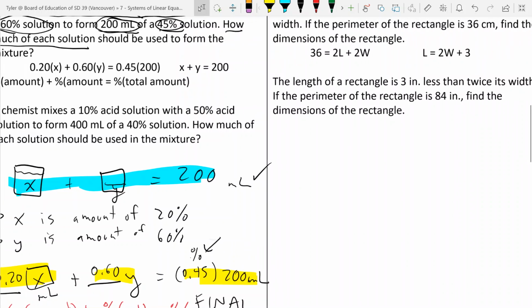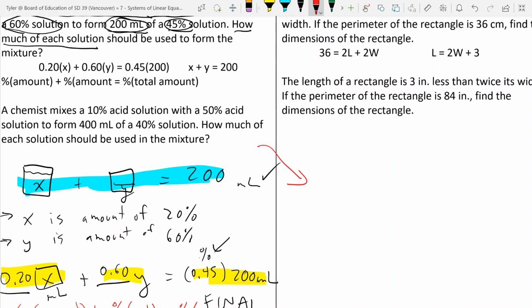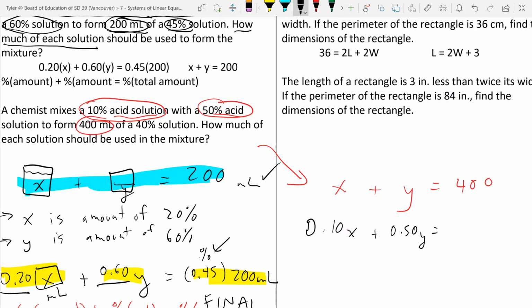So let's flip it, let's do it over here, a little bit more space. So he mixes 10% acid solution with 50%. So again, I don't know how much of each of those I have, so we've got X and Y. The total amount was 400 milliliters, so I know it's going to be X plus Y is 400. The second equation, I'm going to use the percentages, so I'm going to make it 10% X plus 50% Y gives me the 400 milliliters again, but it's only 40%, so 0.40. And that's how we have it set up.